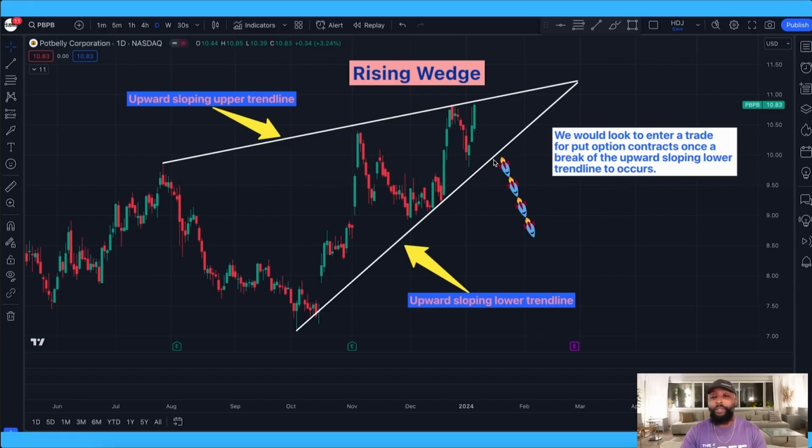But again, even in this situation, a retest is possible and the price could break, come back to touch this lower line, and then head to the downside. All right.